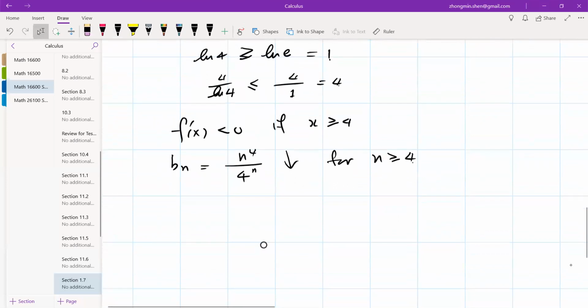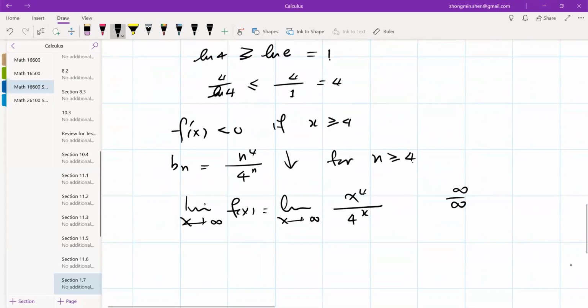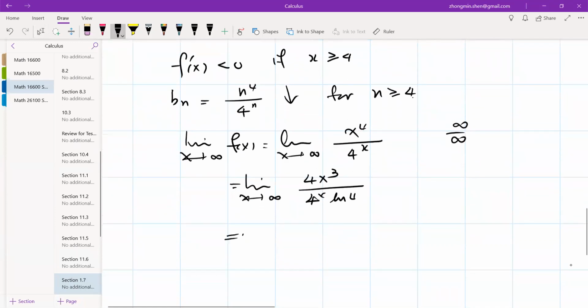Why is this decreasing to 0? You have to look at the limit as x approaches infinity of f of x, which is x to the 4th over 4 to the x power. It's of infinity over infinity type, so you can use L'Hopital's rule. So I get 4x cubed over 4 to the x natural log of 4, and continue. It's going to be 4 times 3x squared over 4 to the x natural log of 4 squared.